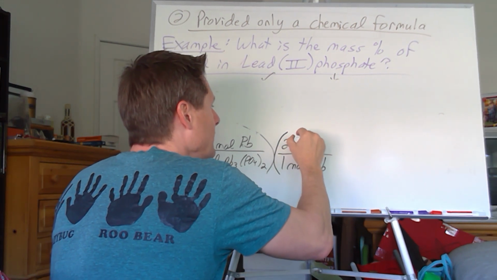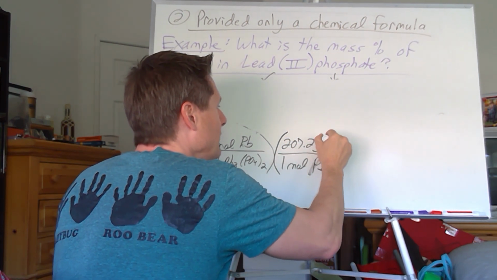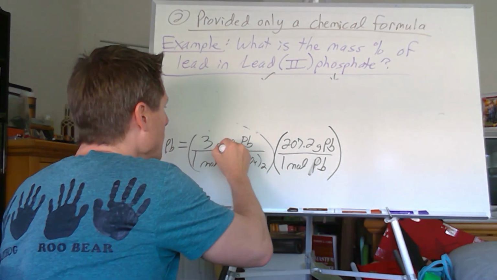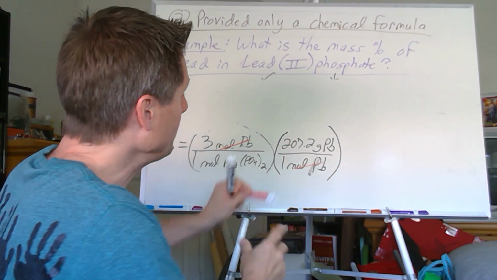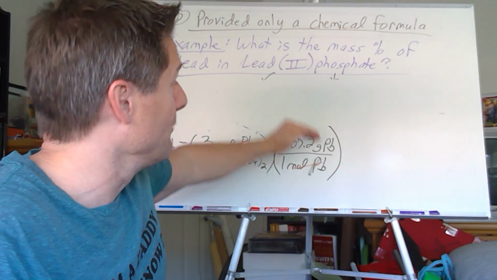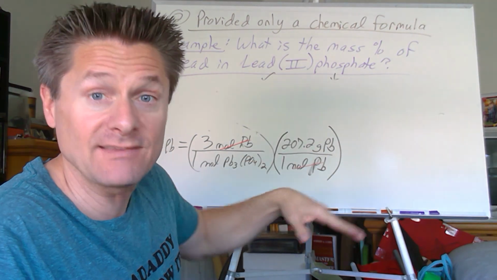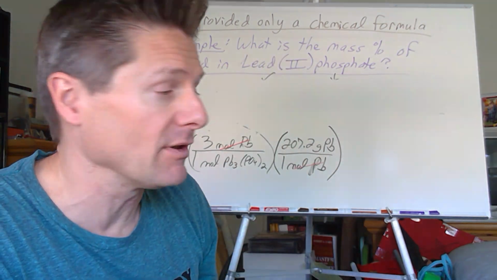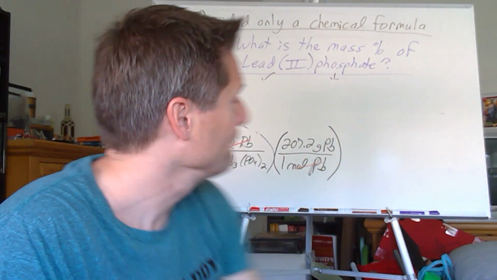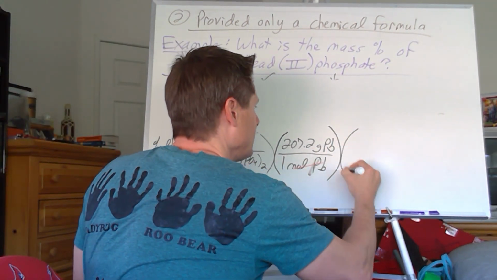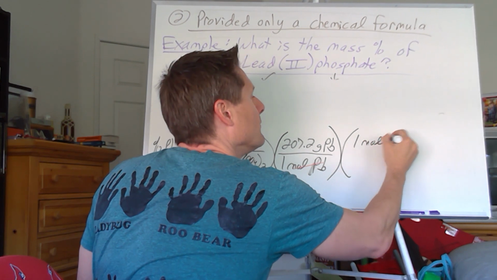So there's 207.2 grams of lead per mole of lead, right on? So moles of lead cancels out. Ultimately, what I'm going to end up with is the mass of the element, or the portion I'm interested in, X, over the mass of the substance, which takes us back to the original chemical formula. All right. Now let's assume 1 mole of the whole substance. So we've got 1 mole.